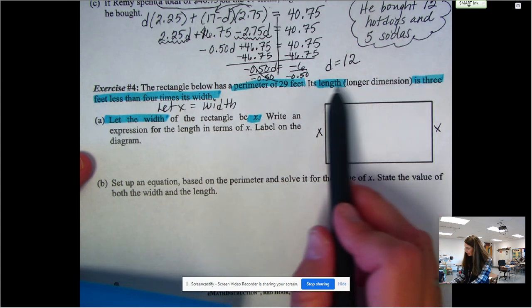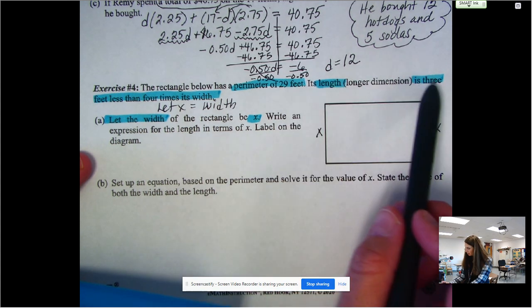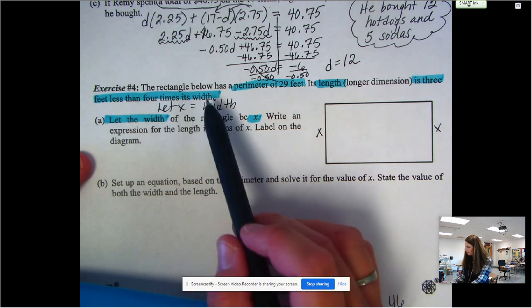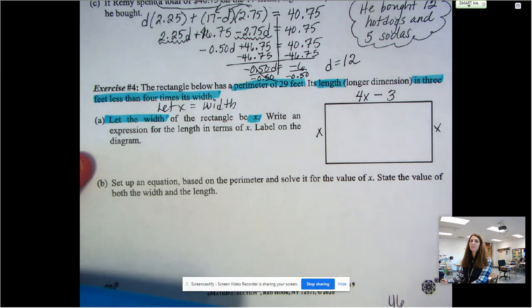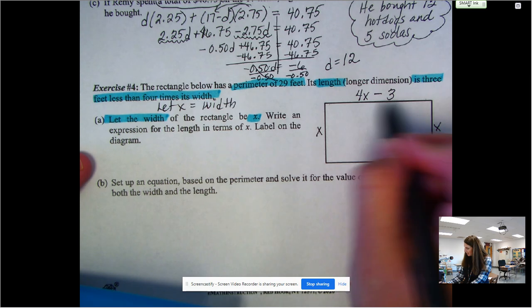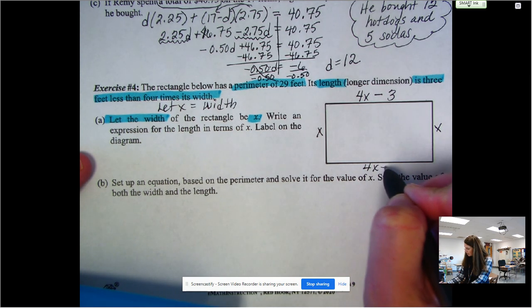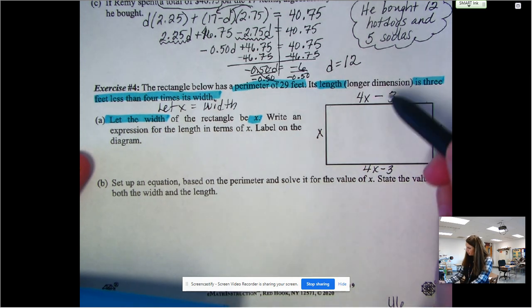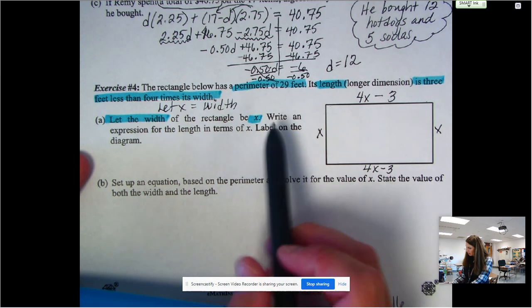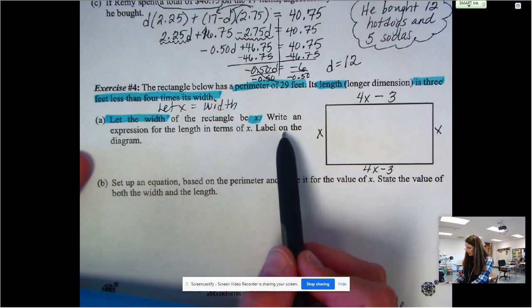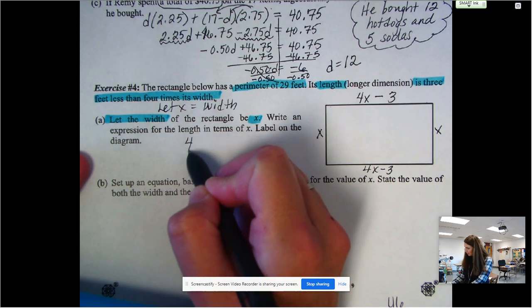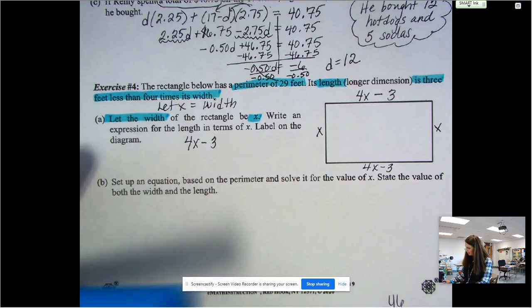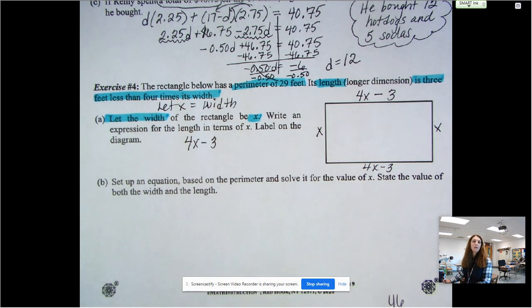So now it says the length right here is 3 feet less than 4 times the width. So 4 times the width minus 3. Remember that 3 feet less than is that flip-flop. It's that takeaway. So if this side is 4x minus 3, so is this side. We know on a rectangle, opposite sides have the same length. Write an expression for the length in terms of x. Label on the diagram. So we've already labeled, and we've already written the expression for the length. There it is, right there. So we've done our work ahead of knowing to do our work.